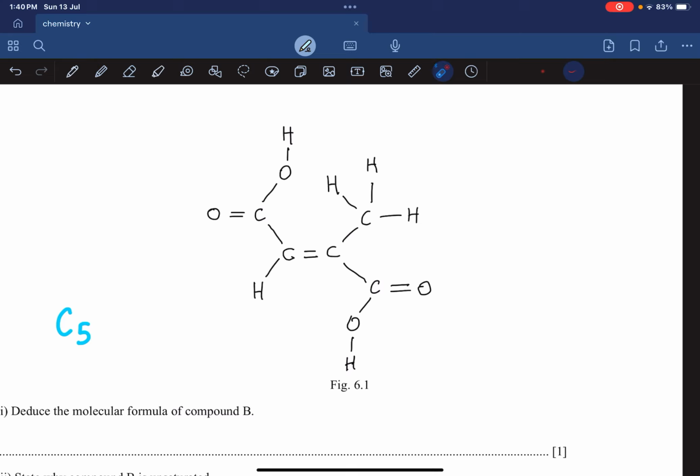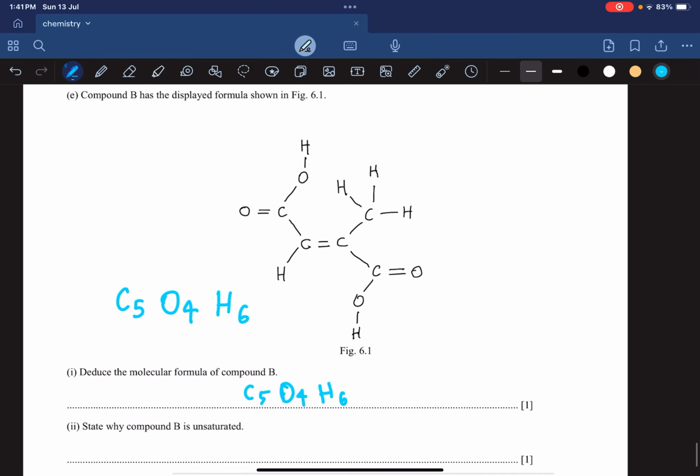Now let's count oxygens. 1 oxygen, 2 oxygen, 3 oxygen, and 4 oxygens. So we have 4 oxygens. Do I see any more oxygens? No. So C5O4. And H, let's count them. 1, 2, 3, 4, 5, 6. Do I see any more? 1, 2, 3, 4, 5, 6. No. So it's going to be H6. So C5O4 and H6. Done with this, moving on.